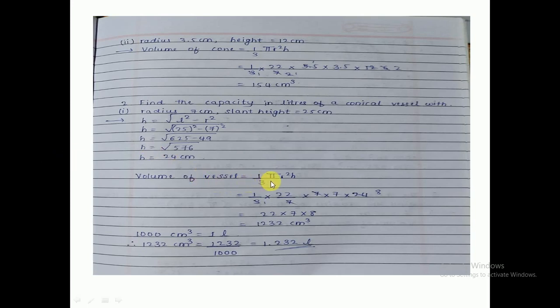Then volume of the vessel is 1/3 pi r square h, that is 1 by 3 into 22 by 7 into 7 into 7 into 24. After the simplification, 1232 centimeter cube we got. Actually, they have asked the capacity in liter. So, we all know 1000 centimeter cube is equal to 1 liter. Then 1232 centimeter cube, that is 1232 divided by 1000, that is 1.232 liter. Okay, 1.232 liter.